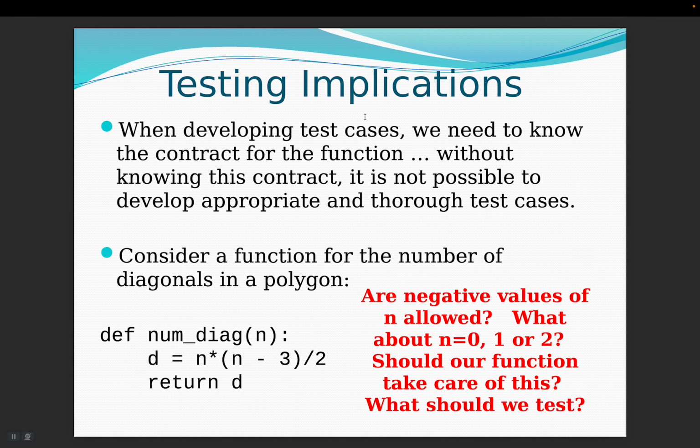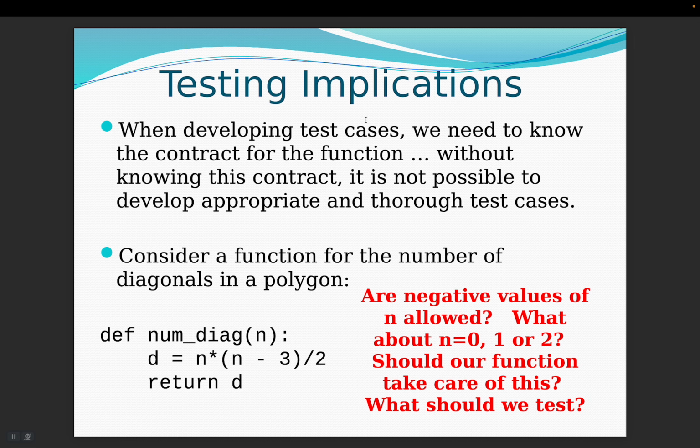So, testing implications. When developing test cases, we need to know the contract for the function. Without knowing this contract, it is not possible to develop appropriate and thorough test cases. So what does that mean? How can I test a function if I don't know what the acceptable inputs are and what the output is supposed to be based on that input? So until I know that contract, I can't properly test that function.